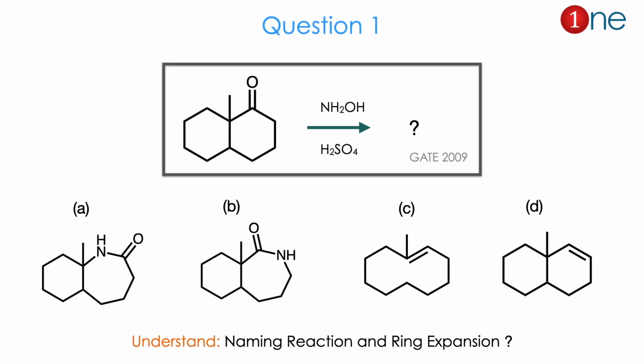Let us see question number 1. The starting material is a bicyclic system. In the fused carbon you have a methyl, and in the first position a ketone. You are using hydroxylamine and sulfuric acid, and they ask you to find the product. The product can be a ring-expanded cyclic amide with CO in the first position or N in the first position, or simply the ketone retained, or simply alkene formation. From the ketone and hydroxylamine you might guess a named reaction is involved, and definitely the possibility of ring expansion or ring opening is there. The answer is A. Let us see how.